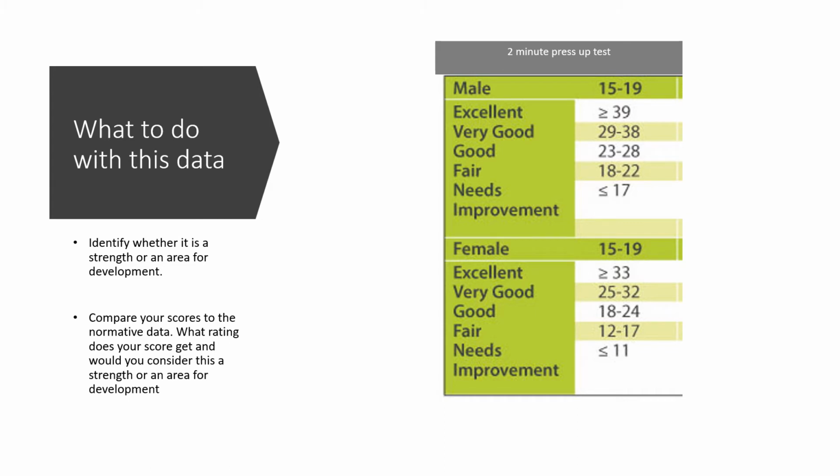Now, just because you got an excellent score doesn't necessarily mean it's a strength. If you are an Olympic rower, for example, you probably want to be getting a higher score than 39, because excellent is for the national average. That includes people who are not physically active, and therefore you may still consider that as an area that you can develop. And muscular endurance is one of those areas where you can always make gains and improve on, and that's why we've chosen it as one of the main focuses for you in lockdown.